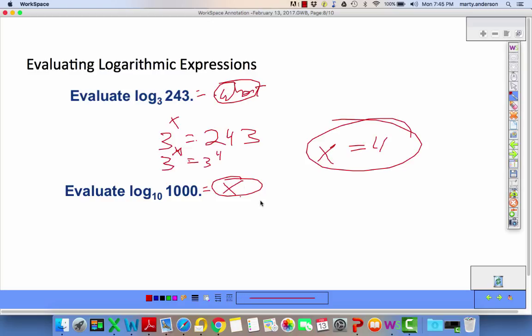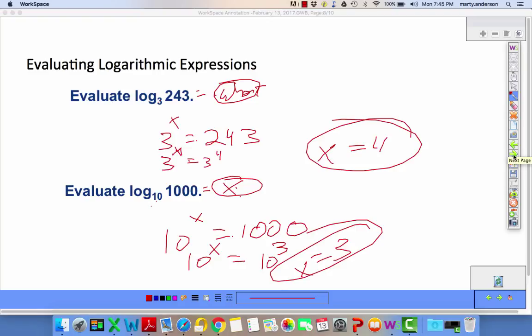10 to the what equals 1,000? 10 to the what equals 10 to the third. Boom! x is 3. Awesome.